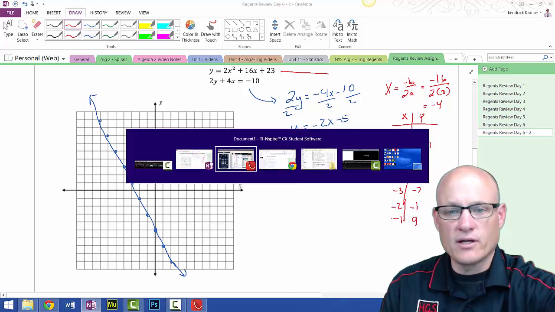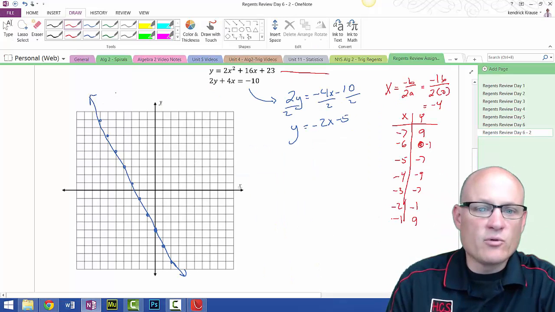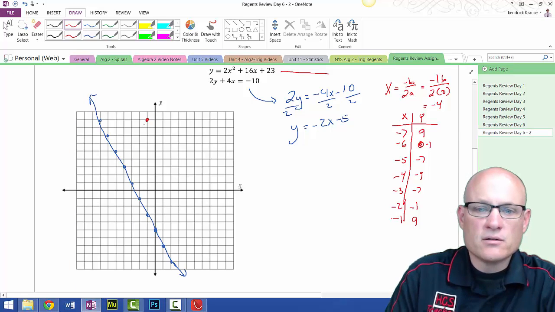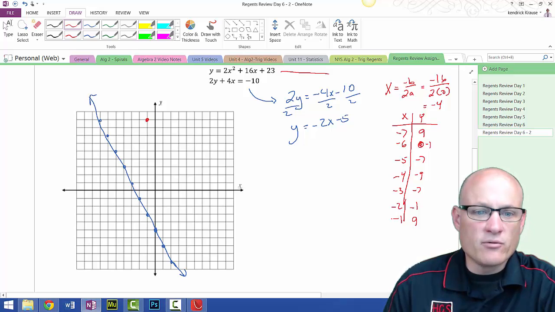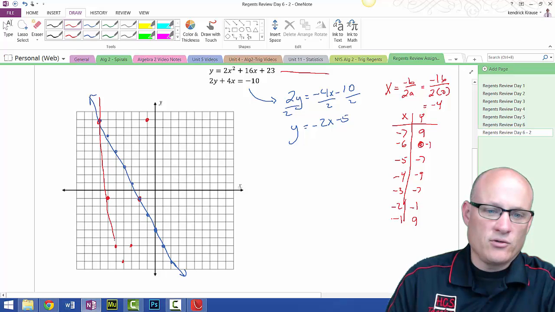Let me just verify. There it is. Negative 1 is 9. Okay. So negative 1, 9. Negative 2, negative 1. Negative 3, negative 7. Negative 9. And 9. So this looks like it hits.